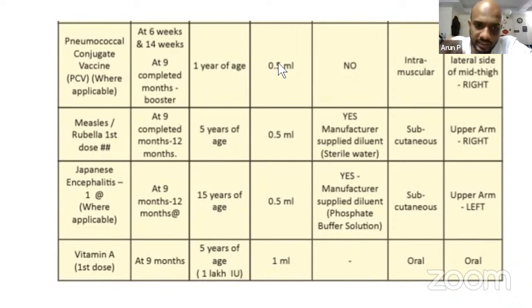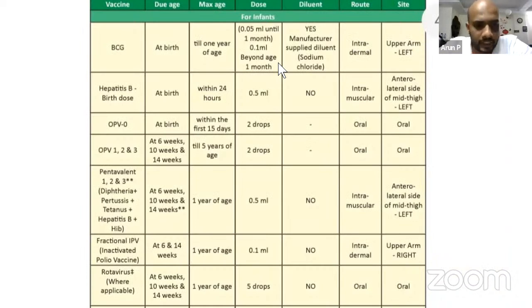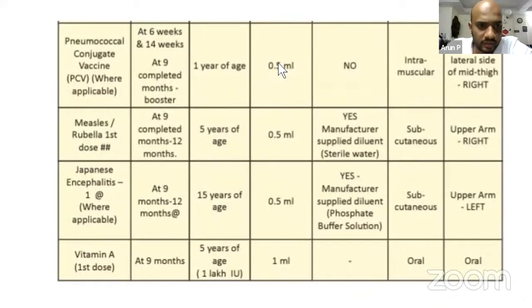So certain vaccines are given anterolateral thigh left, anterolateral thigh right. Don't get confused. Just remember which vaccines are given intramuscular, which are given subcutaneous, which are given intradermal. So at 6, 10, 14 weeks the vaccines given are OPV, pentavalent vaccine, pneumococcal conjugate vaccine at 6 and 14 weeks, rotavirus vaccine at 6, 10 and 14, and then you have fractionated IPV at 6 and 14 weeks.